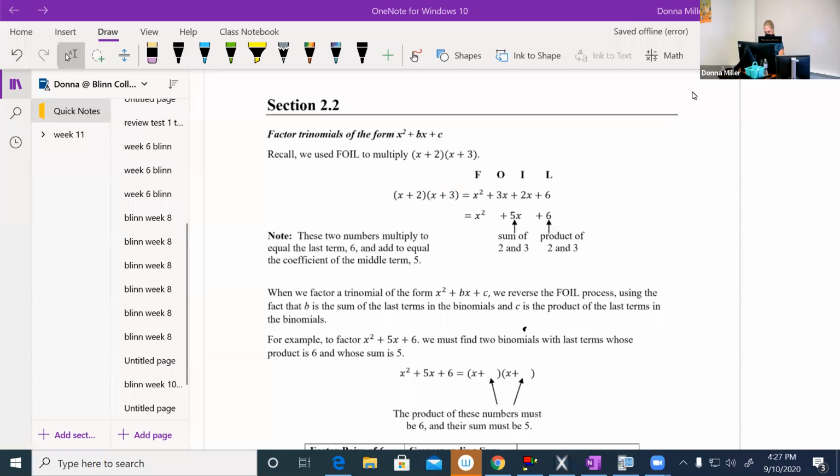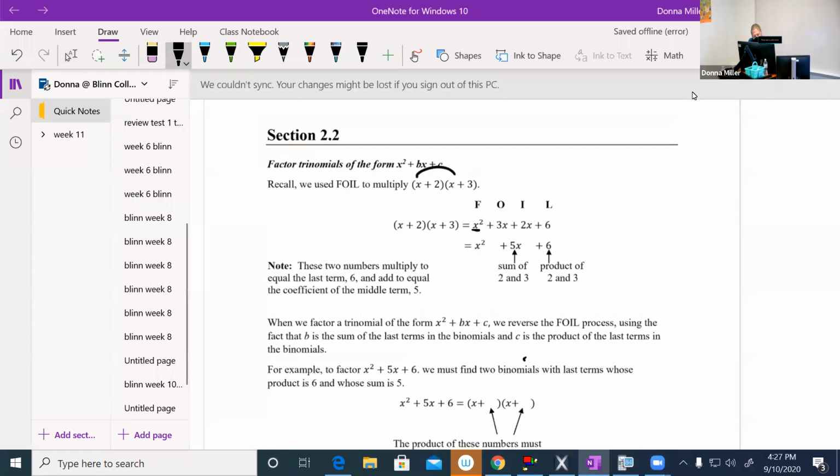All right, so last time we did FOIL. Remember, the first, x times x, is x squared, outside would be 3x, inside is 2x, and last would be 6. So we combined the 3x and 2x to make 5x. So when we're factoring, we're going to go back from the multiplied out form to the two factors, all right? And when the first term is just x squared and doesn't have anything in front of it, like 2x squared, it's actually pretty easy.